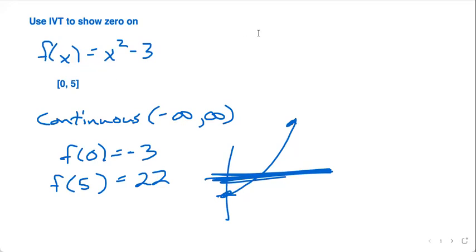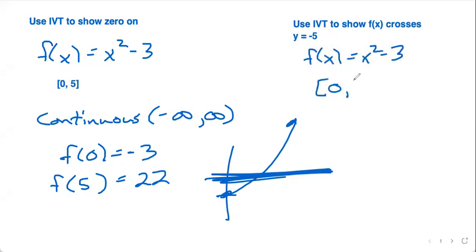However, be very careful. I cannot warn you enough. If they would have said the same thing, use the intermediate value theorem to show f of x crosses y equals negative 5 for the same function, f of x equals x squared minus 3, over the same interval 0 to 5. Well, it is continuous, but it doesn't matter that it went negative to positive. Negative 3 to 22 never crossed negative 5 down here. So you would say that it does not work in this case.